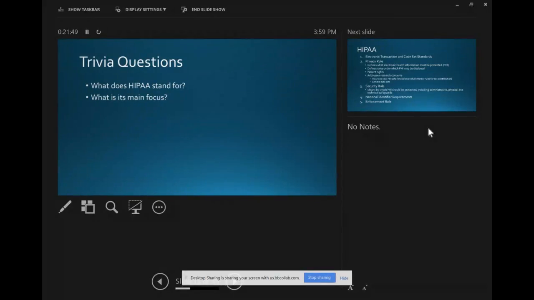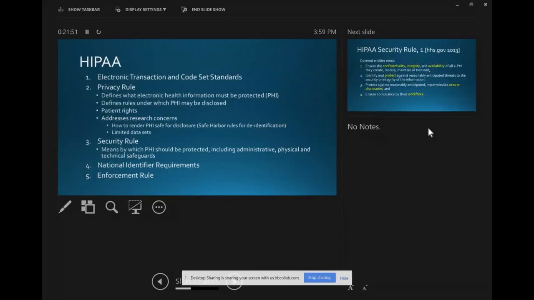Over the years it has been expanded. So HIPAA is these transaction and code set standards. That's the main focus of HIPAA. But over the years, the other things, the privacy rule and the security rule, have taken on the major importance, so that most people, when they hear the word HIPAA, are thinking of the privacy and security rules, not the portability part of it.